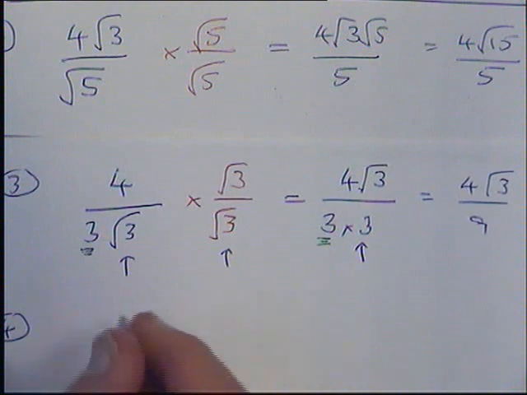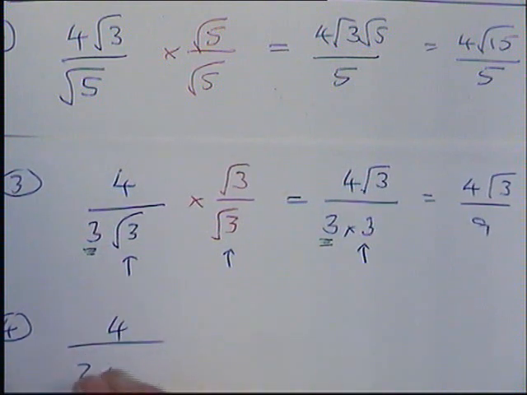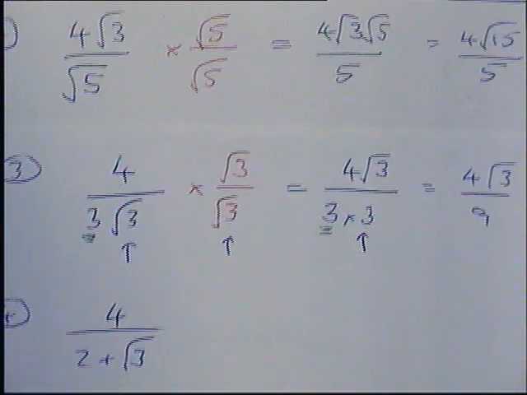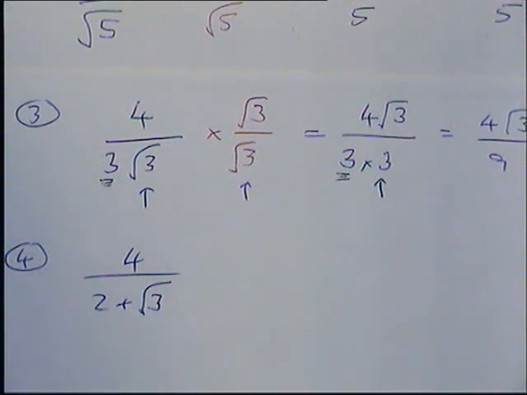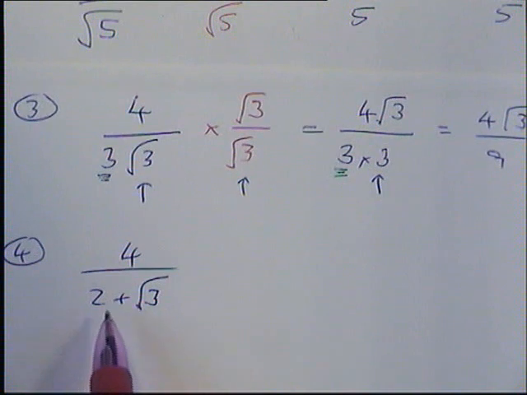Another one. Getting slightly more complicated. So I've got 4 on the top and 2 plus the square root of 3 on the bottom. So on the bottom this time, I've got a plus sign.